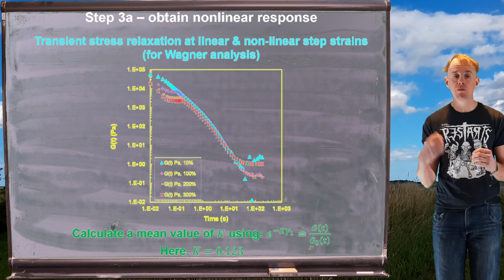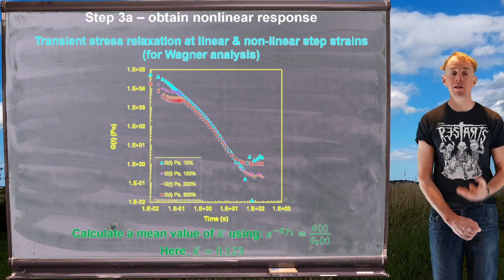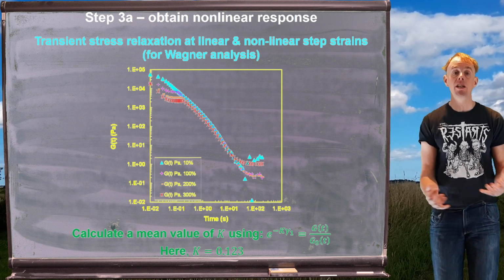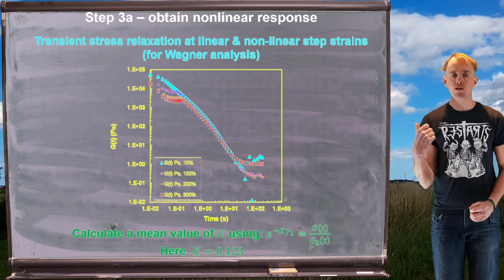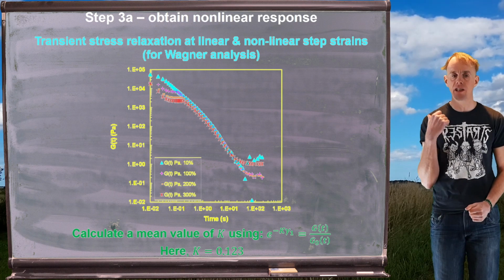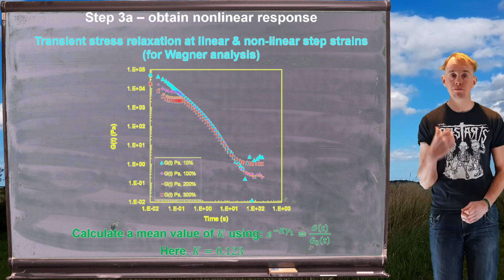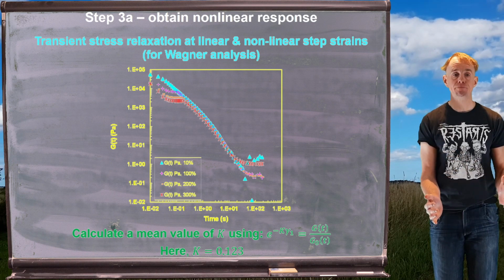So we have a time series for G naught of t, that 10% strain response. We have a time series as well for all the nonlinear responses at 100, 200 and 300% strain. So what we can do is calculate probably upwards of 50 or 60 values here for k at different times, and then that value of 0.123 is an average of the whole lot.